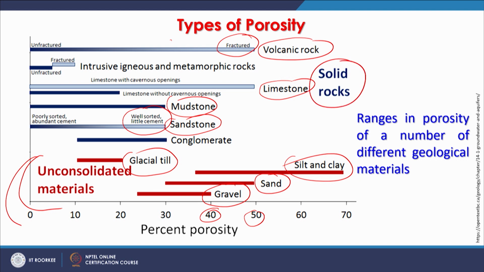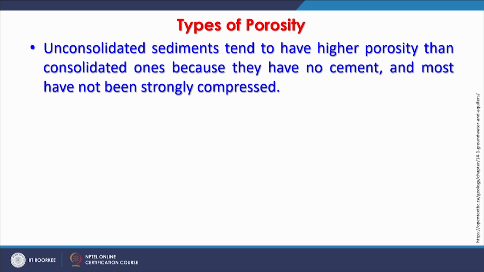So, the ranges in porosity of a number of different geological materials which we have seen. More basically, they are all ranging between a maximum: in solid rocks, porosity ranges between 0 to 50%, and unconsolidated material can range even from 10% to 70%.